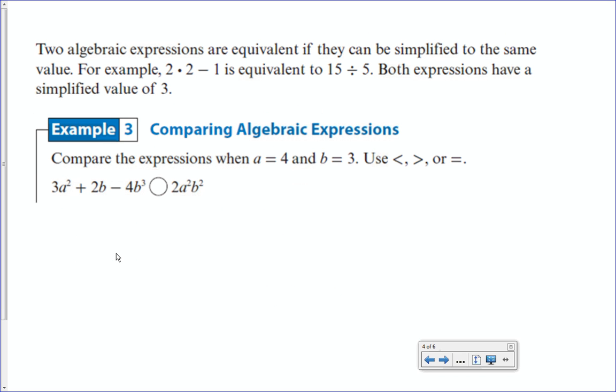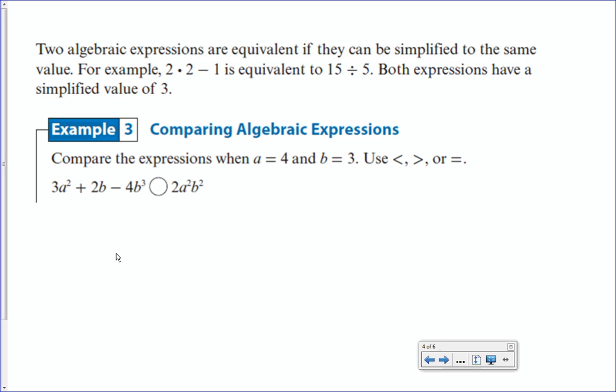So two algebraic expressions are equivalent if they can be simplified to the same value. For example, 2 times 2 minus 1 is also equivalent to 15 divided by 5 because both expressions have a simplified value of 3. So we're going to compare these expressions when a is 4 and b is 3. And we're going to use less than, greater than, or equal to.